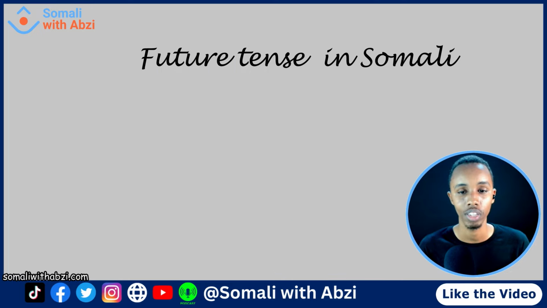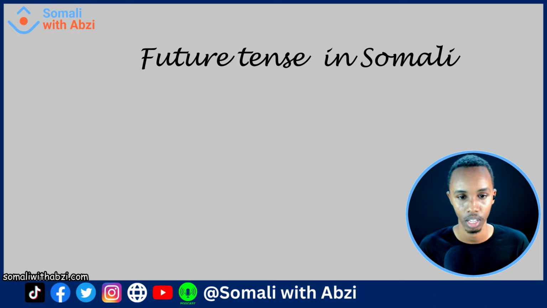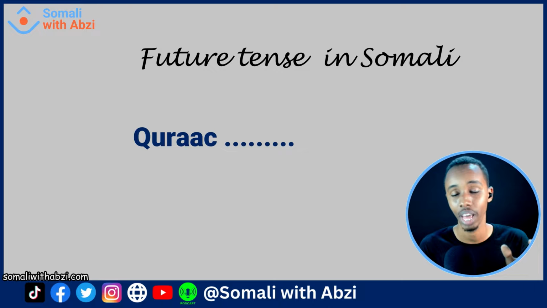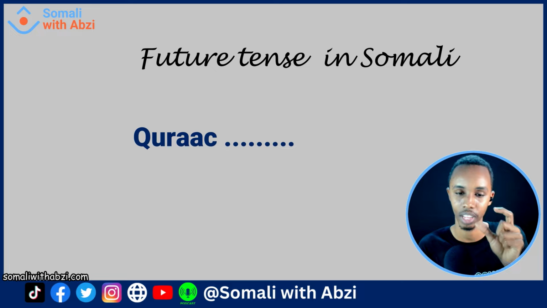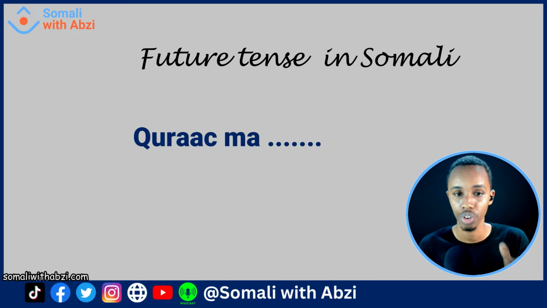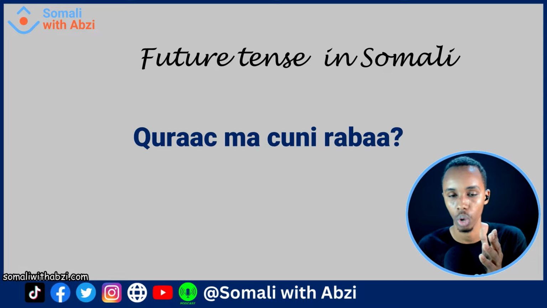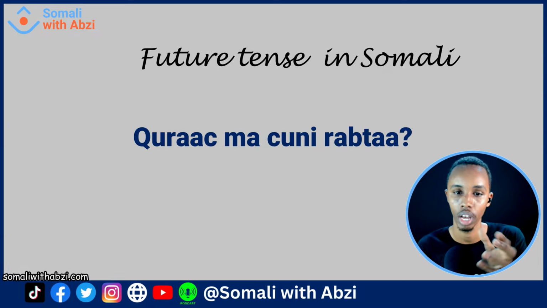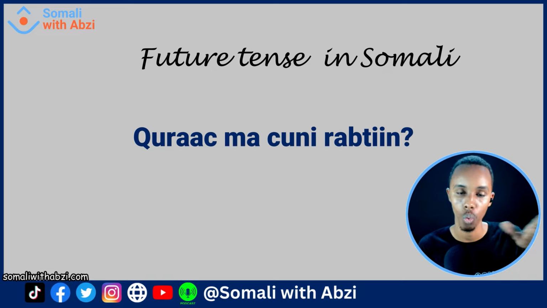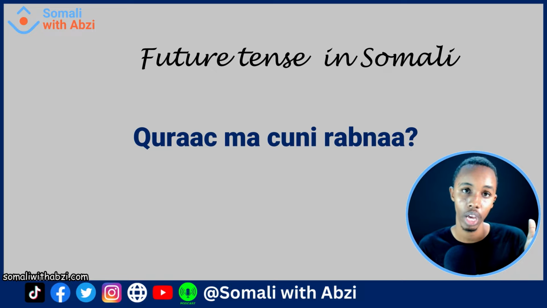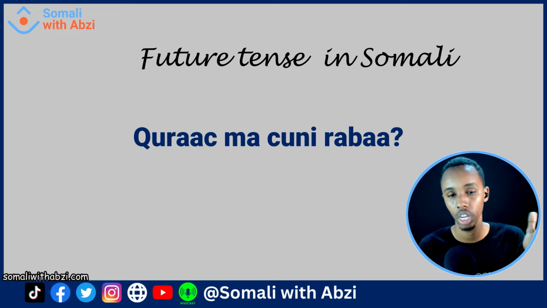All right. So what about if you're going to ask questions about future tense in Somali? That's easy. Start with the noun. We always have the noun at the end of the sentence. Quraac is the noun. Start with the noun, then use the question word, which is ma. So say quraac ma. And then you're going to use the future verb, which is rabaa, together. If you're going to say you, rabtaa. You many people, rabtiin. We, rabnaa. And then maybe they, rabaan. He, rabaa. She, rabtaa.